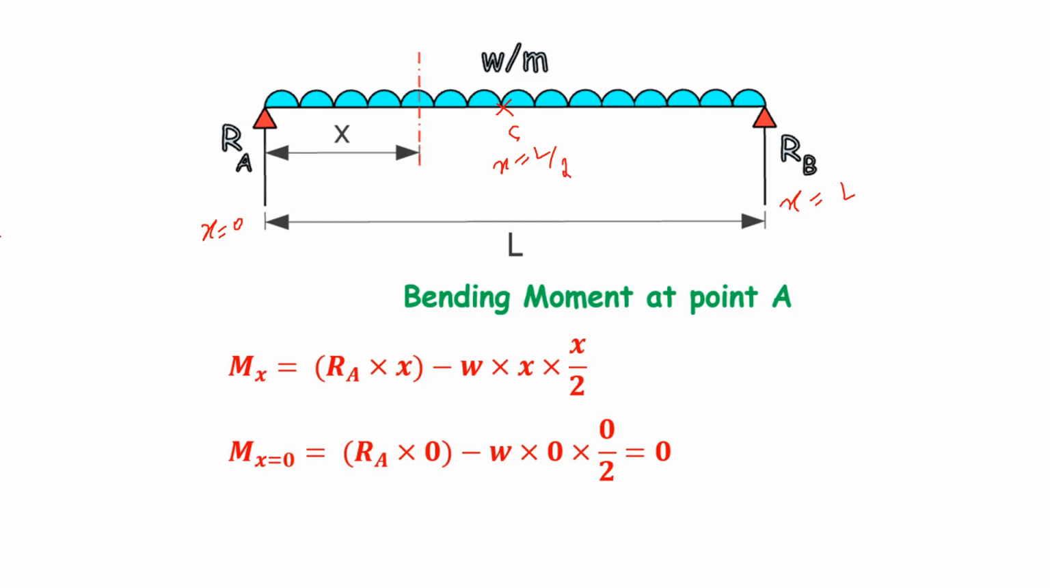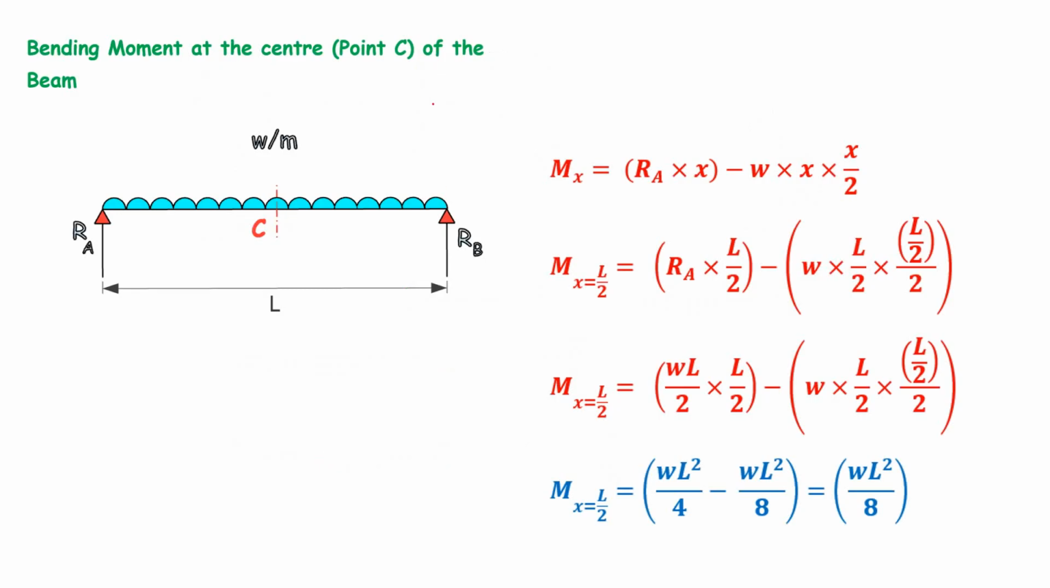First, we will find out the bending moment at this point A. Where x equals 0, you will find that the moment is 0. And here we go, proceeding further, we will try to find out the bending moment at the center.